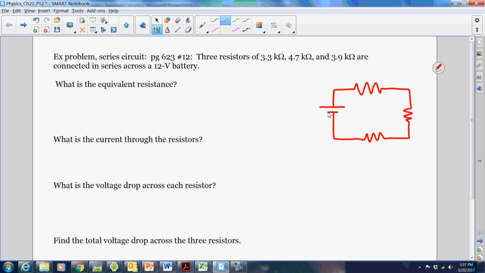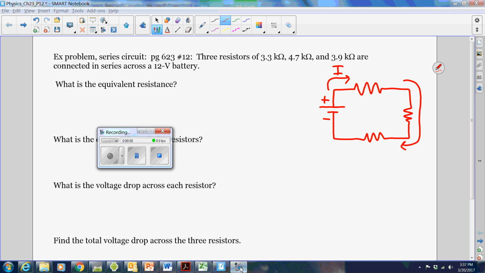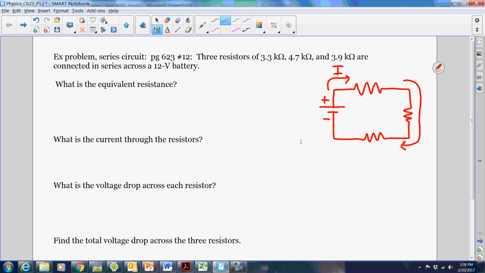So a series circuit, remember, is a circuit that only has one path that charges can flow through. So for instance, if we're talking about conventional current, it would go from positive to negative around the loop here, and there's no second pathway it can take. So that's the definition of a series circuit. And in a series circuit, the way we calculate equivalent resistance is just by adding all the resistances up together. So that's the first step here. Equivalent just means total resistance.